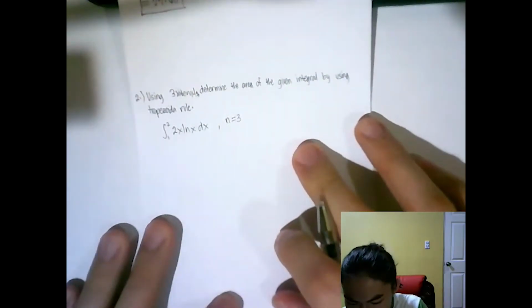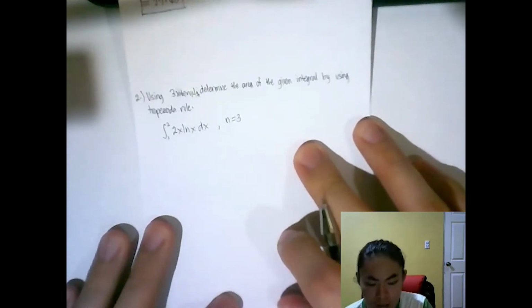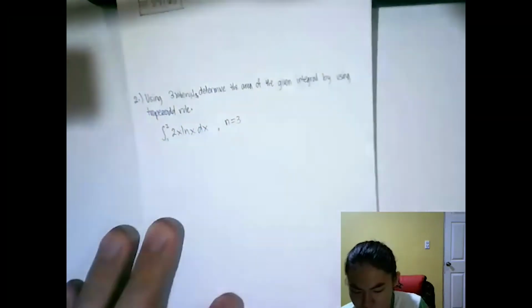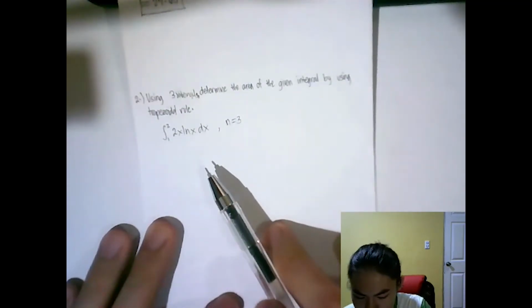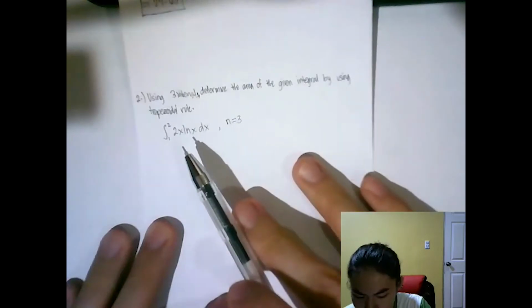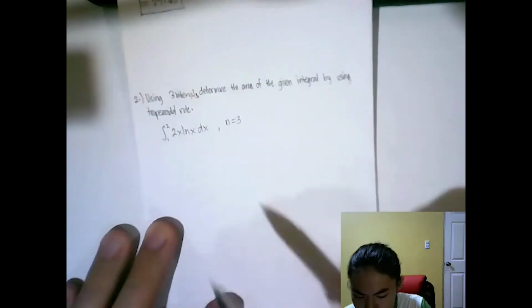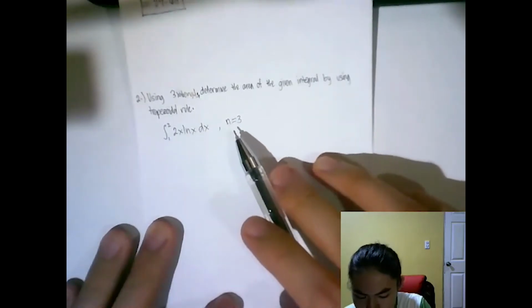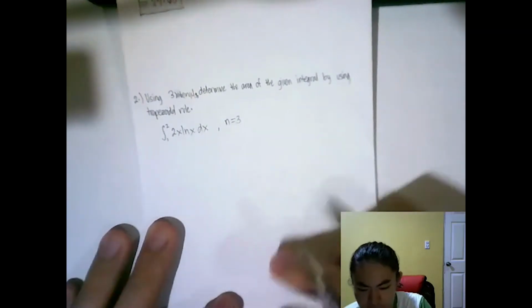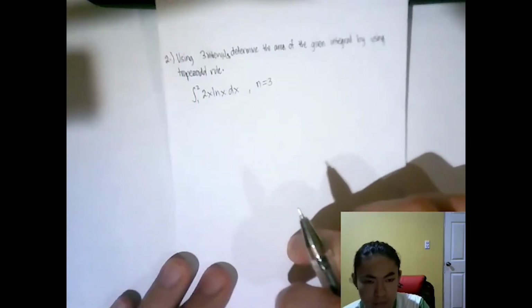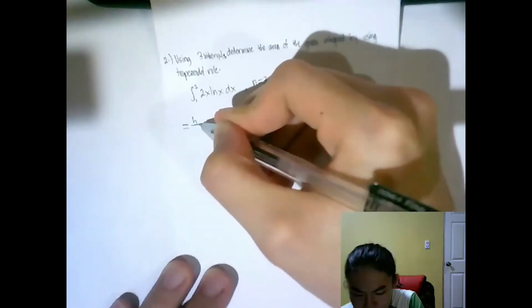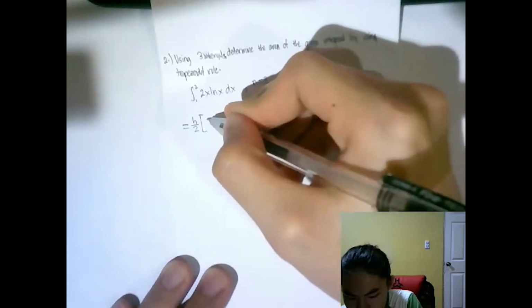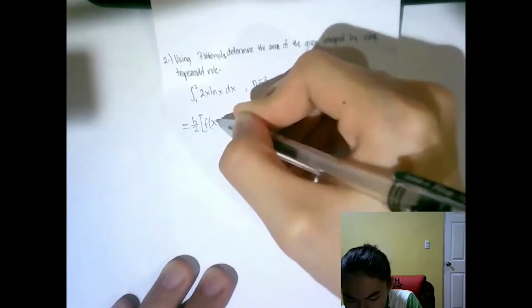Now, next naman, meron ba tayong isang example? Using 3 intervals, determine the area of the given integral by using trapezoidal rule. So yan, meron tayong given equation dito. The integral of 2x ln x dx with lower and upper limit 1 and 2, and given na 3 intervals daw dito sa ating equation. So, same lang rin doon sa ating naunang ginawa. Start tayo dito sa pag-write down ng ating formula.